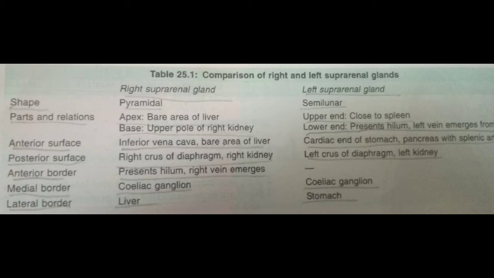On the posterior surface, the right suprarenal is related to the right crus of the diaphragm and right kidney, and the left suprarenal to the left crus of the diaphragm and left kidney. The anterior border on the right presents the hilum from which the right vein emerges; on the left it is not present. The medial border on the right is related to the celiac ganglion, and on the left also to the celiac ganglion. For the lateral border, the right is related to the liver and the left to the stomach.